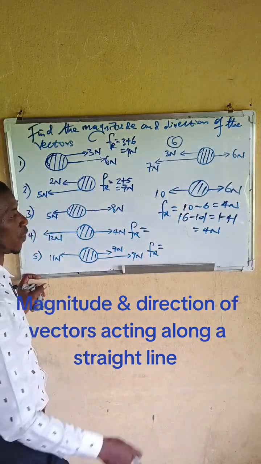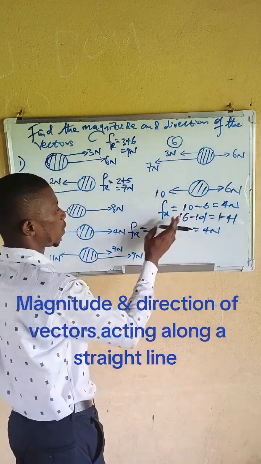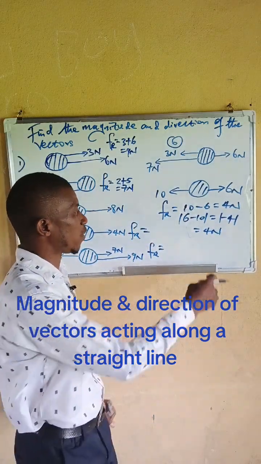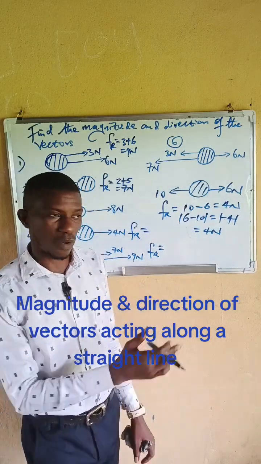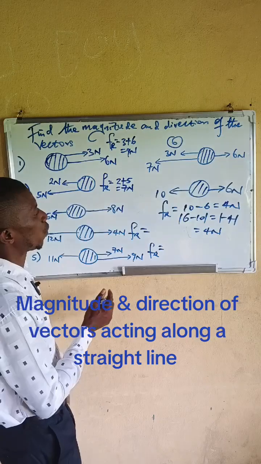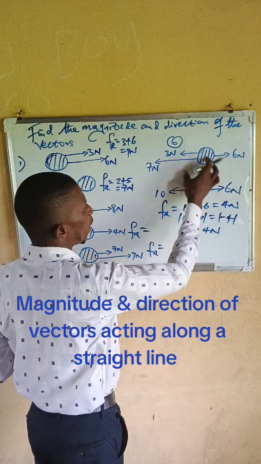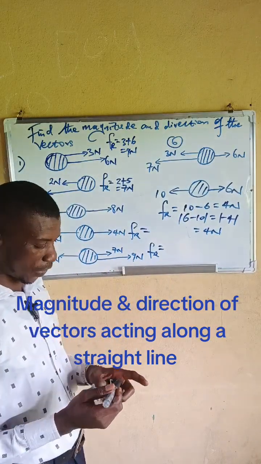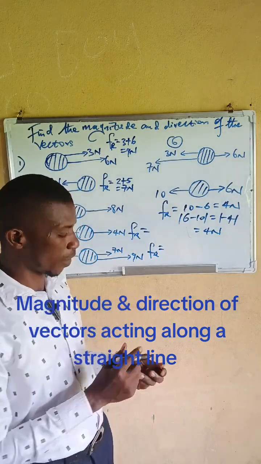This minus here means that the direction is towards the left. So it doesn't mean that the magnitude is minus 4. What it entails is that the direction is towards the left-hand side. So this is the magnitude of this vector here. What of the direction? The direction is towards the left. So these are the solutions to these problems.